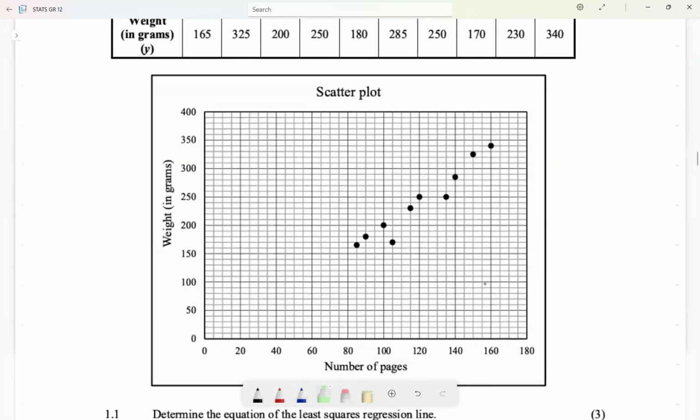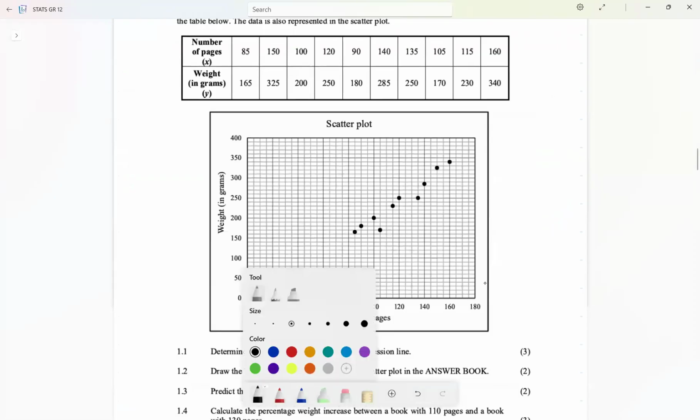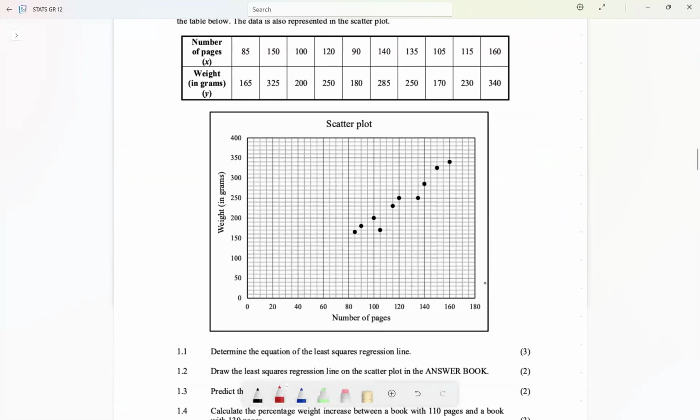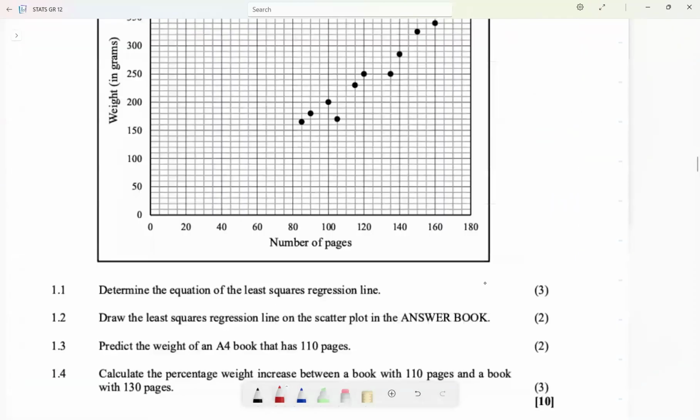Okay, let me do this. 1.1, determine the equation of the least square regression line.